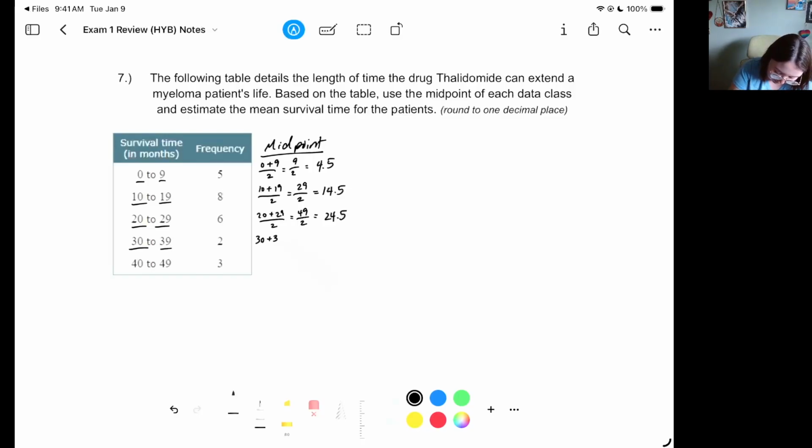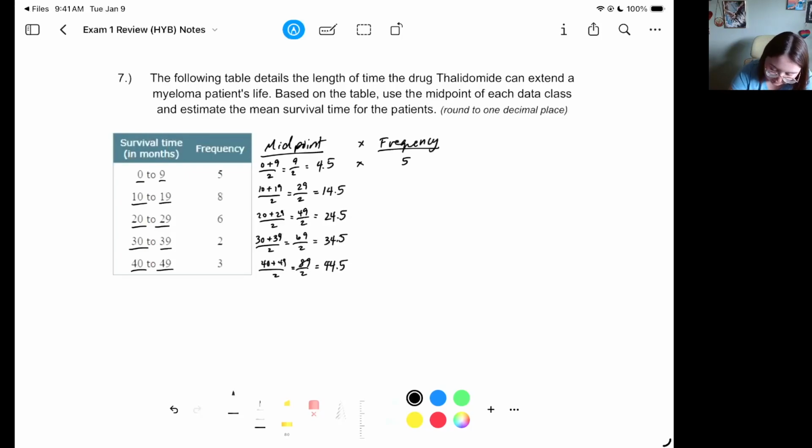We have 30 plus 39 divided by 2. That's 69 divided by 2, which would be 34.5. And then lastly, we have 40 plus 49 divided by 2, which is 89 divided by 2, which is 44.5. So we found all of our midpoints. Now what we're going to do is multiply those by their frequencies.